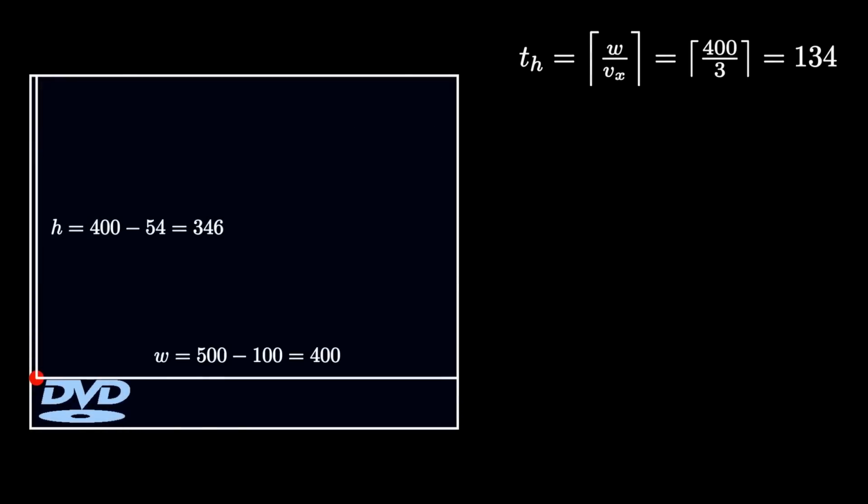Now we can start by calculating our periods. When doing so, we need to know that our DVD logo location is measured from the top left corner. To go between sidewalls, the logo has to move 400 pixels horizontally. At our speed of 3 pixels per frame, it will take 134 frames to get from one side to the other. Repeating the same process for our vertical period, we get 346 pixels moving 3 pixels per frame, and thus a period of 116 frames.